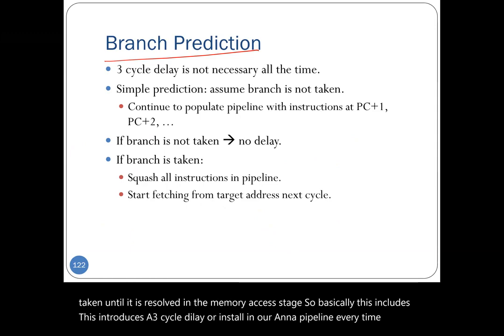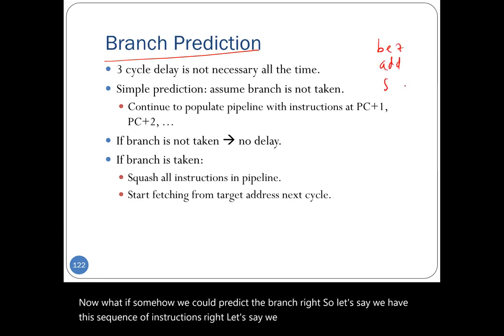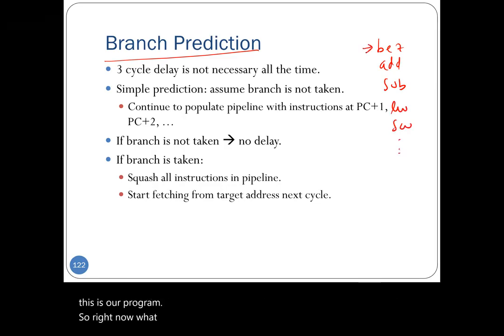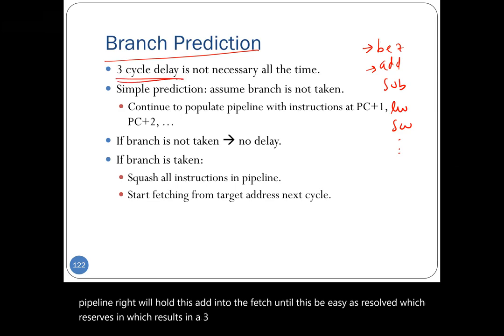Now, what if somehow we could predict the branch, right? Let's say we have this sequence of instructions: BEZ followed by an add, a subtract, and let's say load word, store word, and so forth. Let's say this is our program. So right now, as soon as we see BEZ, we stall the pipeline. We'll hold this add in fetch until this BEZ is resolved, which results in a 3-cycle stall, or wasted 3 cycles in our pipeline.